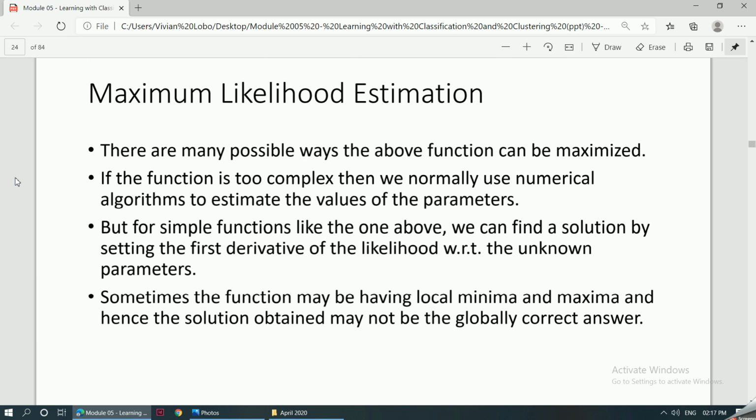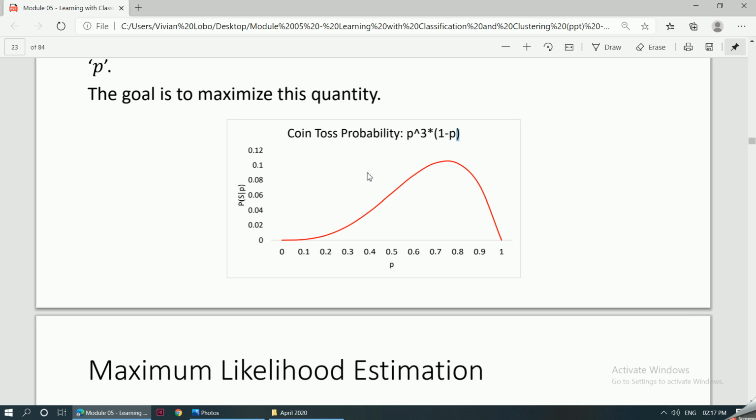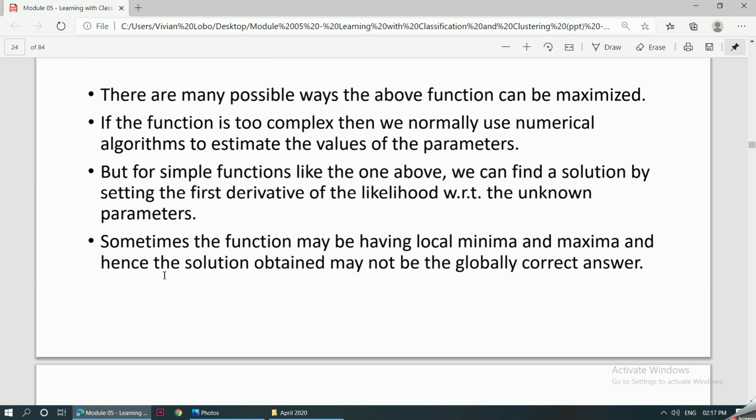There are many possible ways the above function can be maximized. If the function is too complex, then we normally use numerical algorithms to estimate the values of the parameters. But for simple functions like the above one, we can find a solution by setting the first derivative of the likelihood, that is of the probability, with respect to the unknown parameter to zero. Your unknown parameter is P. So we can carry out first order differentiation with respect to P on this particular function, that is P cube into 1 minus P raised to 1.